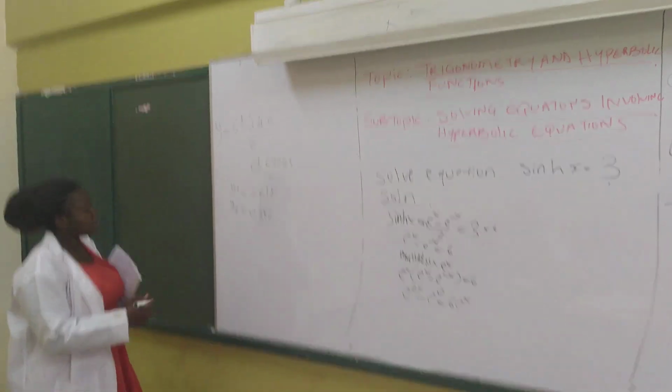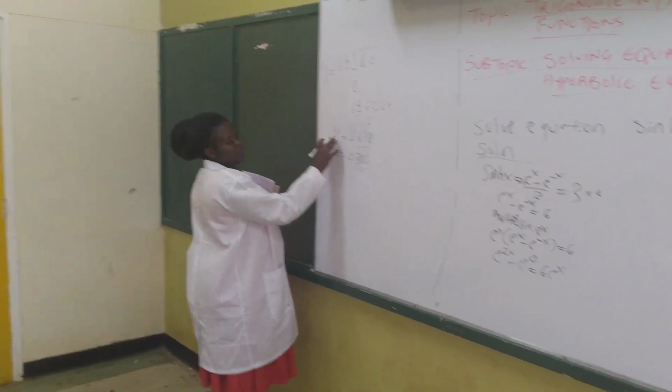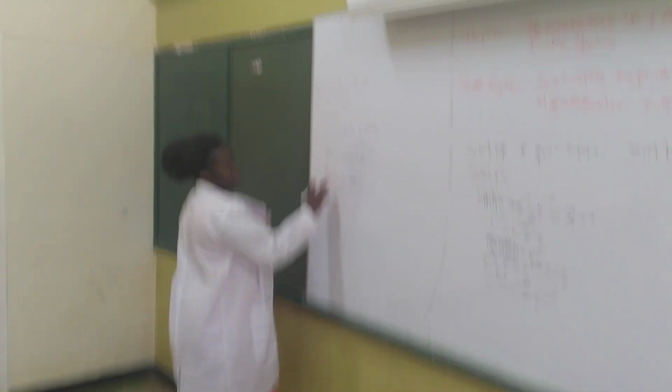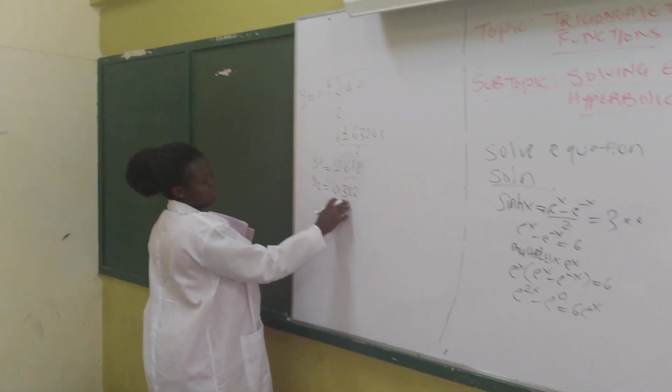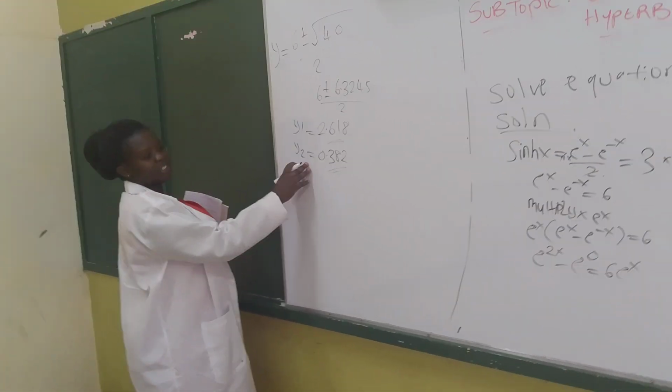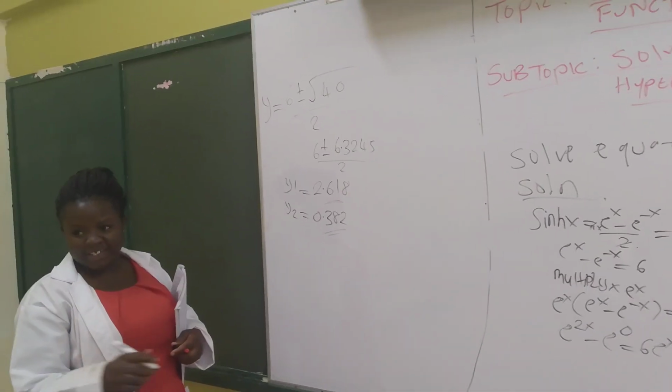Okay, up to there, is everybody okay? Yes. So, Moses has found the value of y1 to be 2.618 and the value of y2 to be 0.38. But Moses, we cannot finish there. We were finding our value of x.